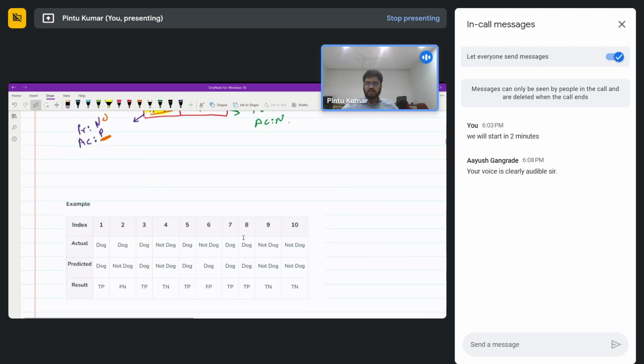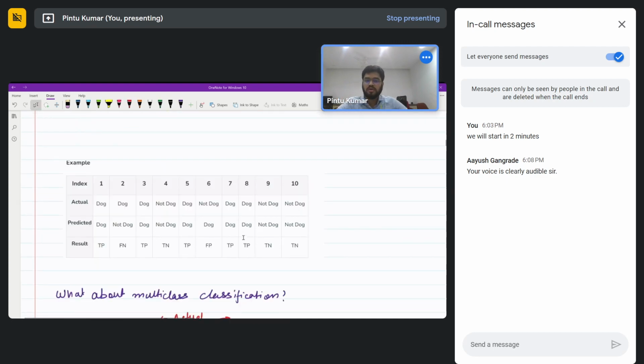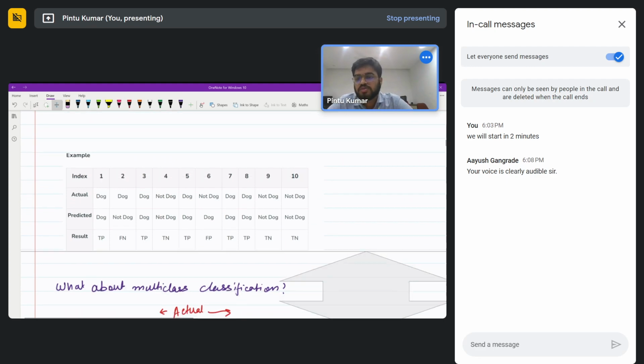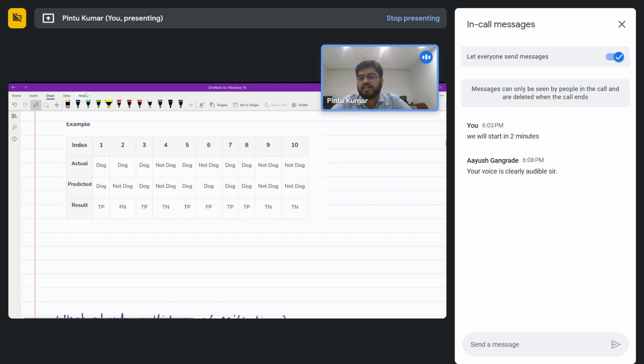I think I should have an example too. So we will try to solve an example. This is a very small data set consisting of 10 points, right? I should have hidden this result thing.